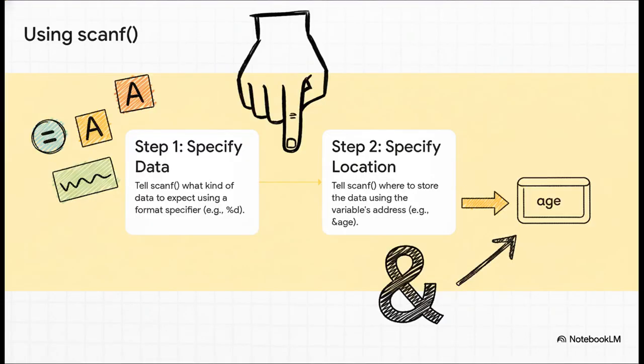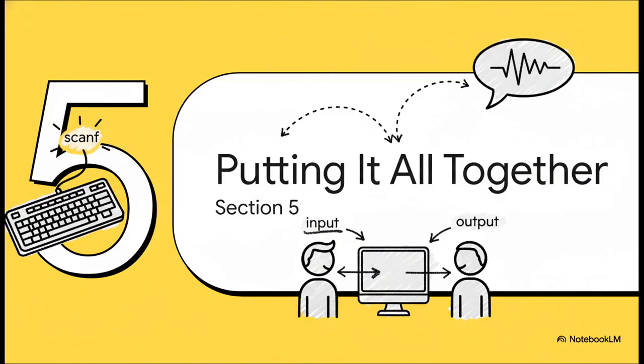Using scanf is a clear two-step process. First, just like with printf, you use a format specifier, like %d, to tell it what kind of data you're expecting. Are you listening for a number, a letter, a whole word? Then, and this part is absolutely crucial, you have to tell it where to put the data it hears. You do that by giving it the memory address of a variable, which is what that little ampersand symbol, &, does right before the variable name. So now we have the two key building blocks, a mouth, printf, and a pair of ears, scanf. The real magic happens when we see how these two work together to create an actual conversation.